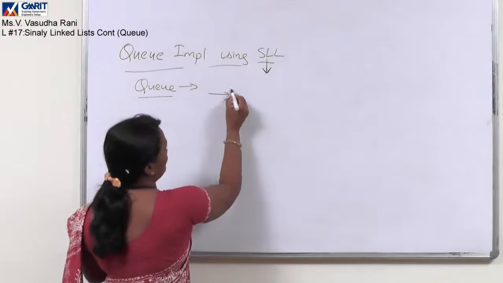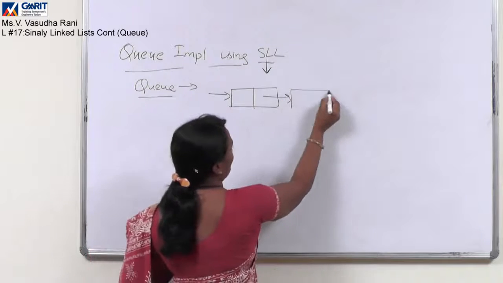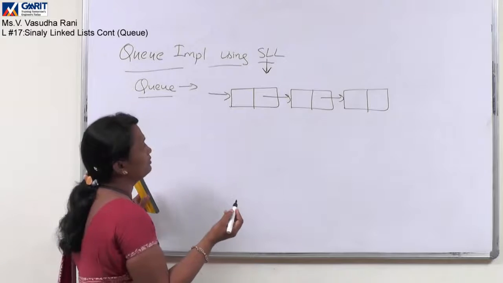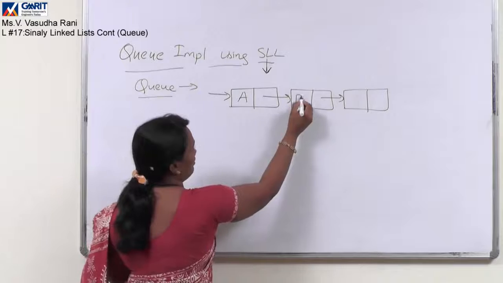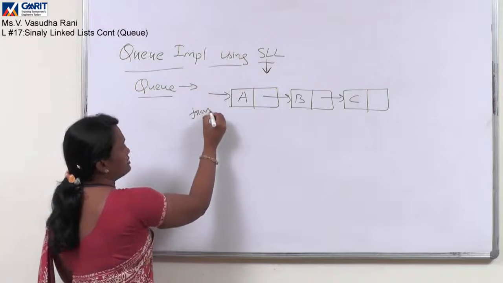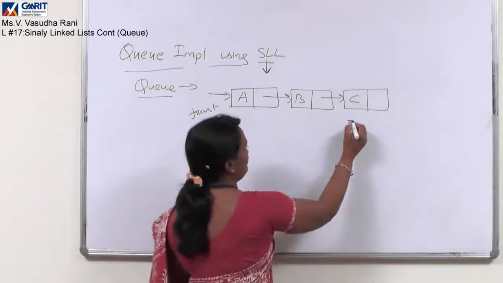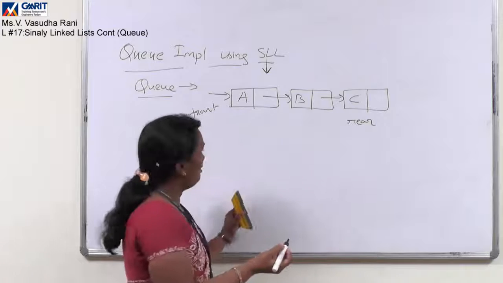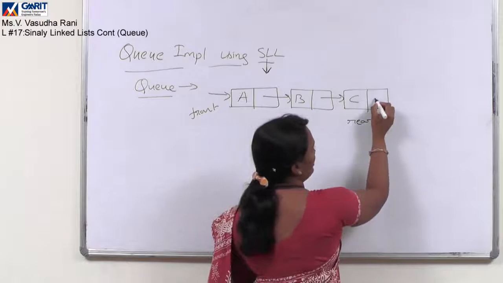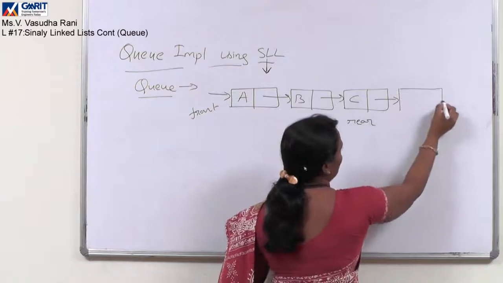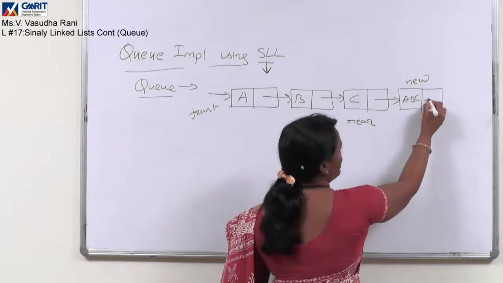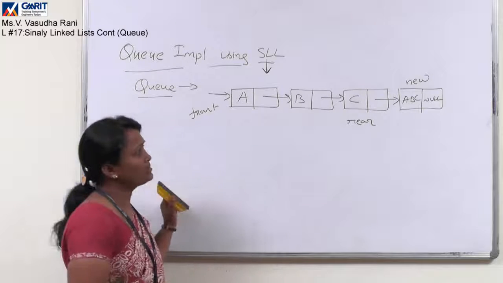So if you consider a queue with 3 elements A, B, C, this will act as our front end, this will act as our rear end. If you want to insert a new node to the rear end, for this last node you have to link your new node. So maybe C, whose pointer again you have to make as null.